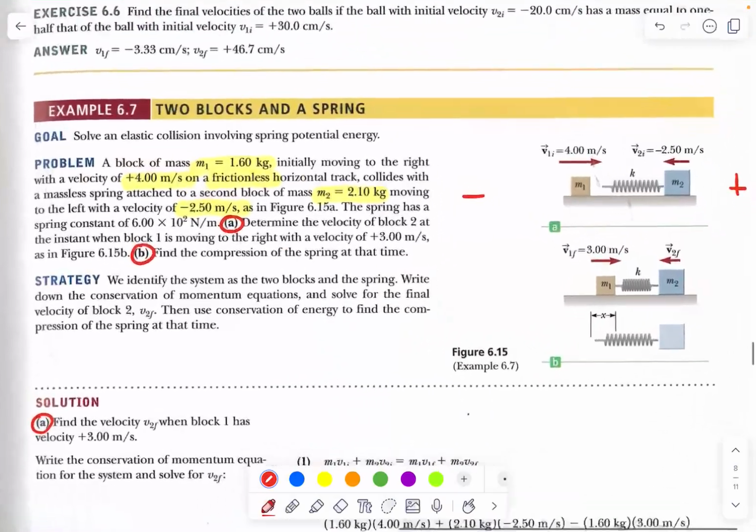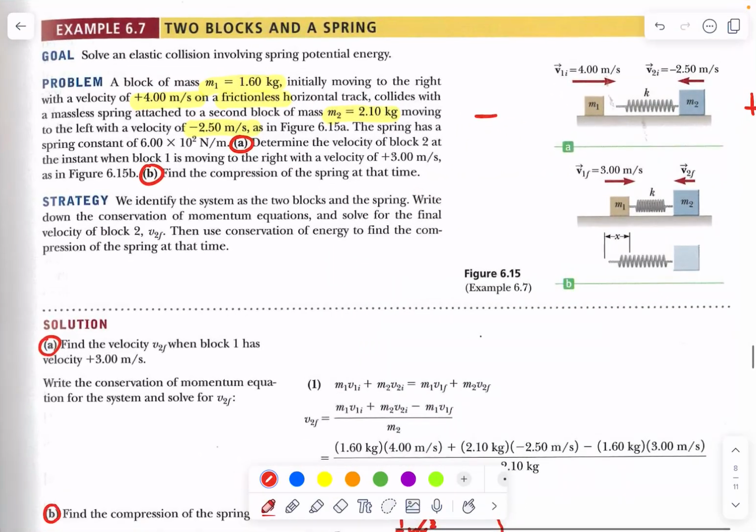Now, the last problem we're going to look at in this screencast, example 6.7, 2 blocks and a spring. We have on a horizontal surface. The horizontal surface, we're told, is frictionless. We could add friction into this problem by knowing the coefficient of friction and recognizing that some of the energy is going to be lost in the friction. But in any case, we are given the mass of M1, the smaller brown box, right here. We're given the mass of the larger box, pictured in blue.